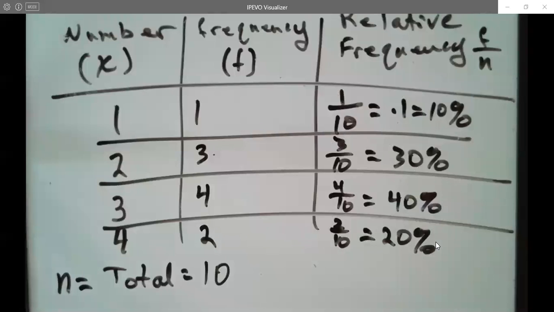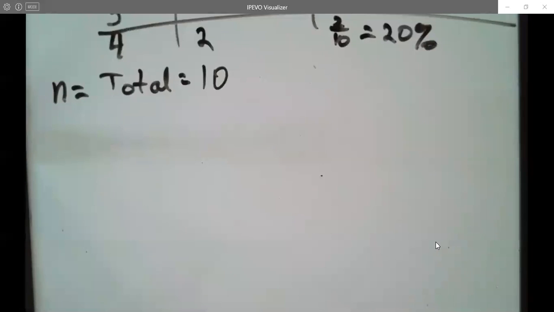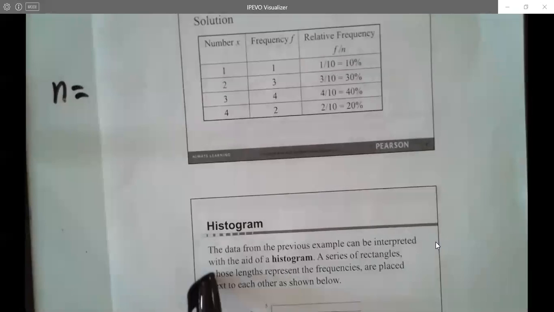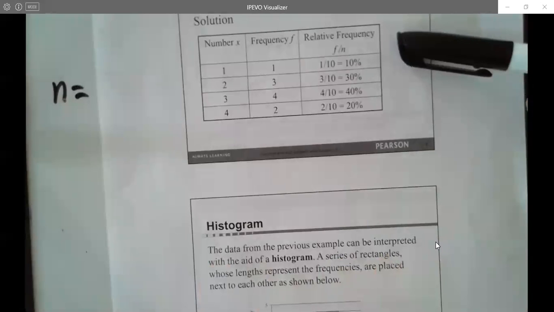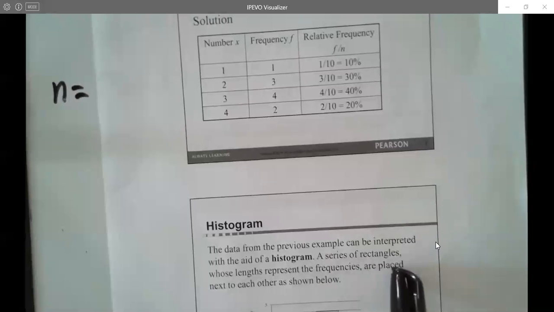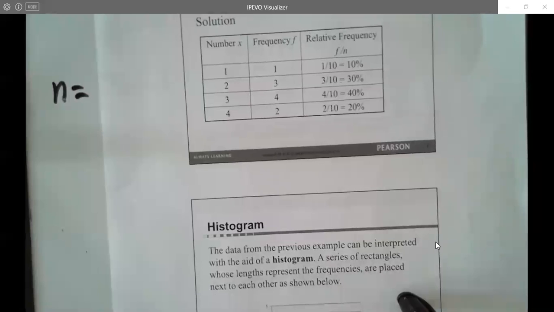All right, good. So now from here, we can put this in what we call a histogram. A histogram is where we take the data from our frequency table and we put it in a graph form called a histogram. We create them as rectangles, and the length represents our frequency.